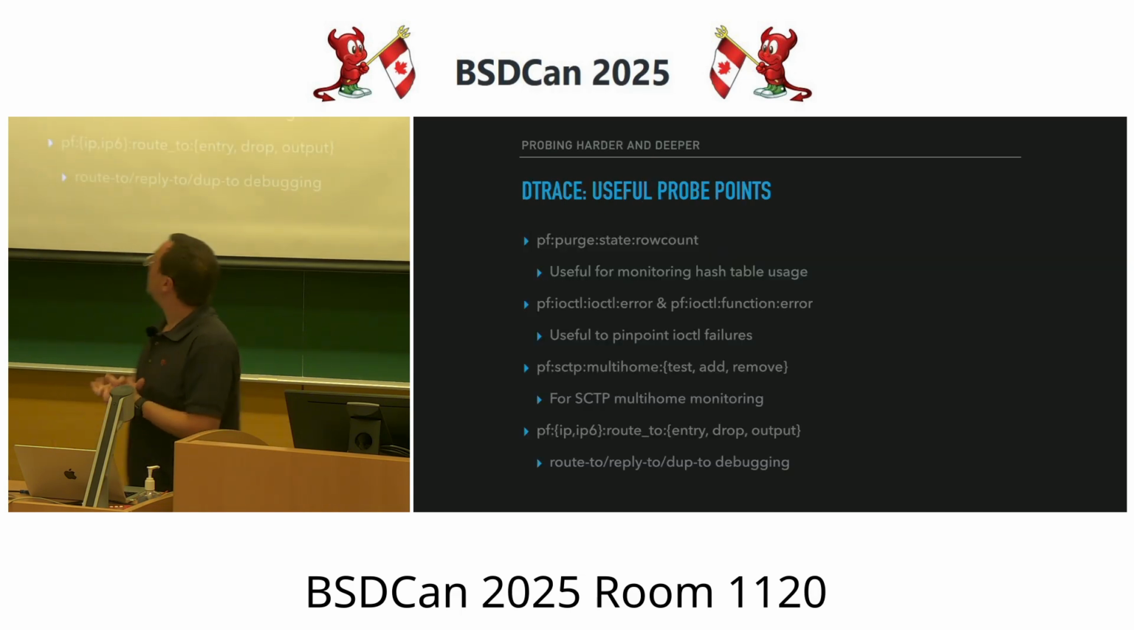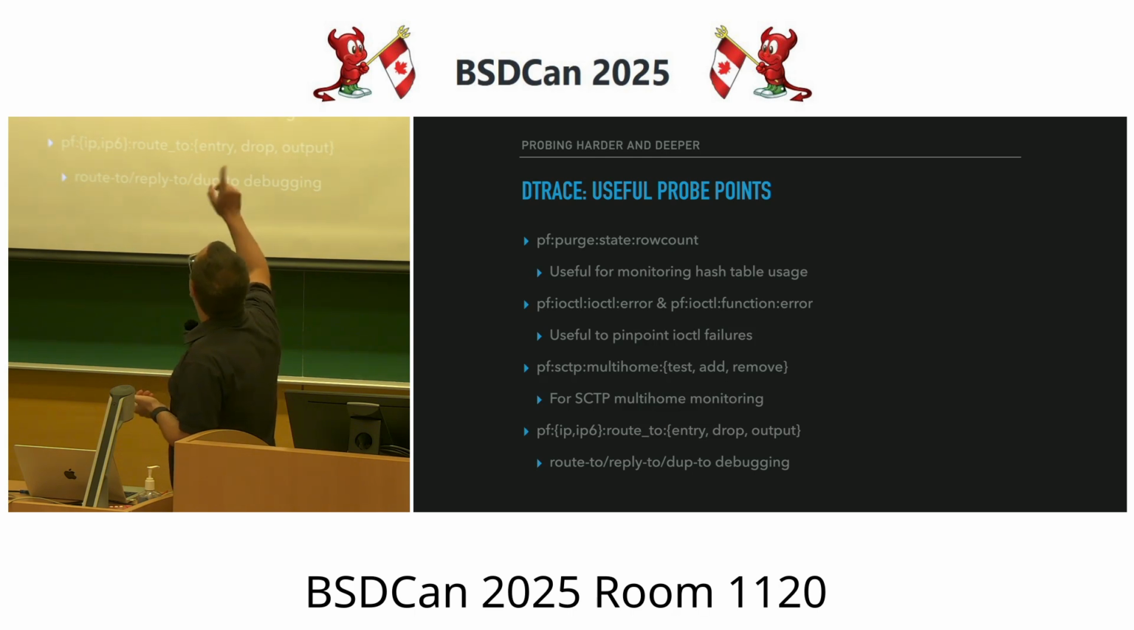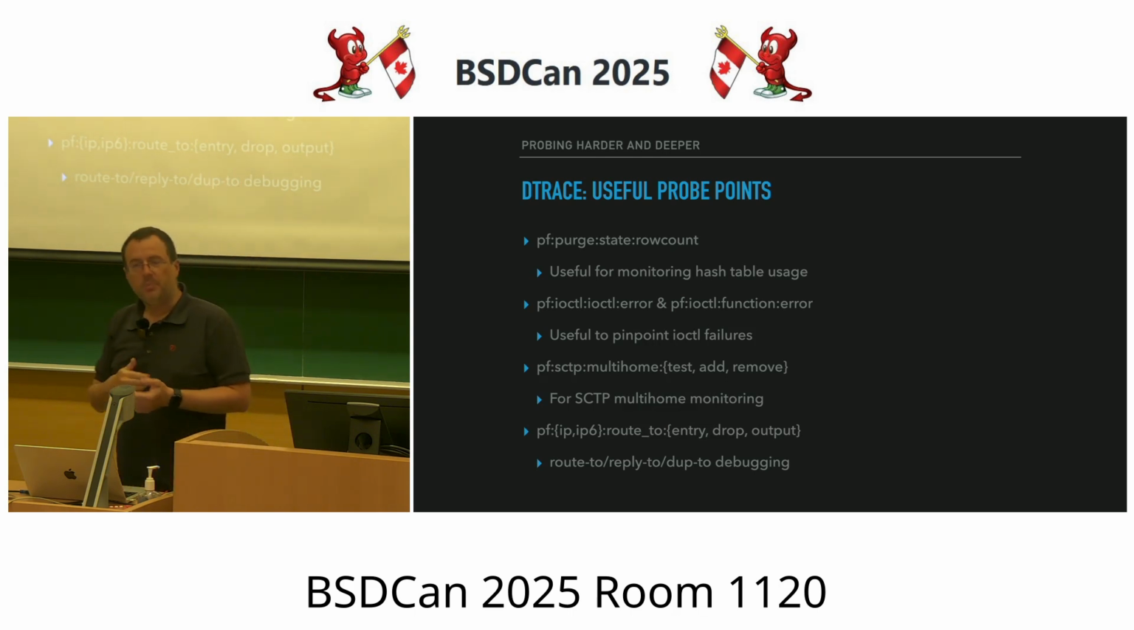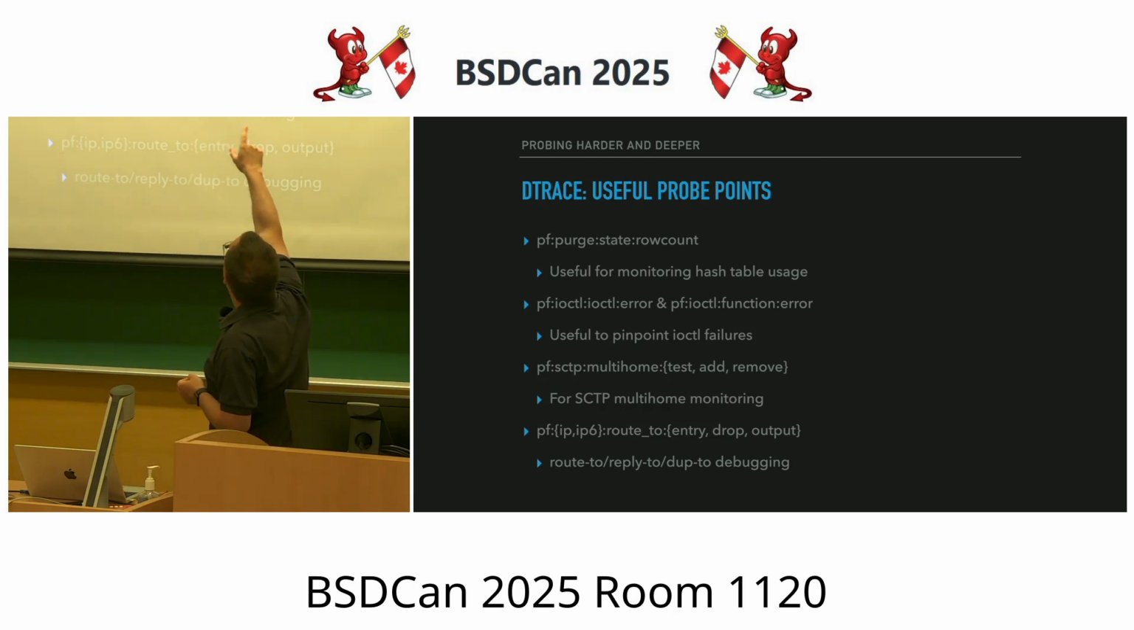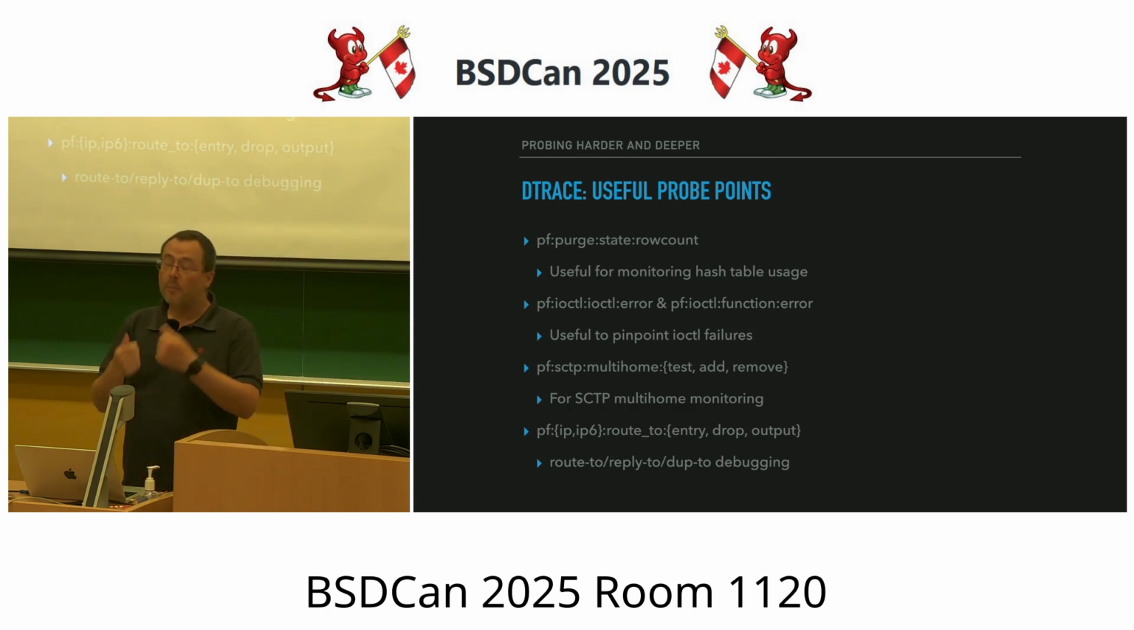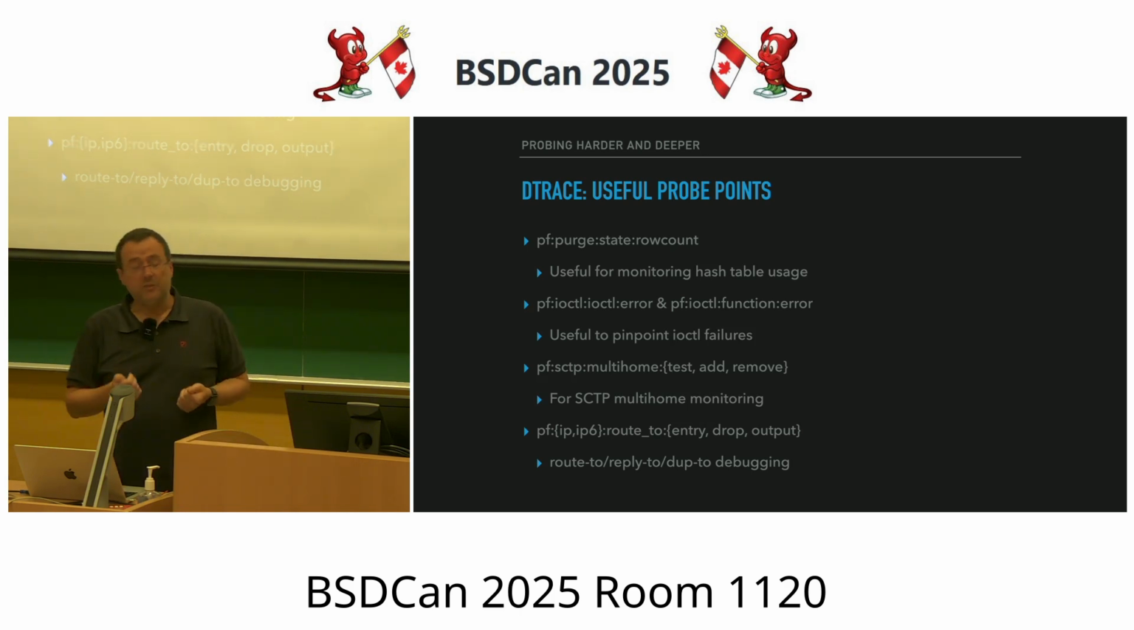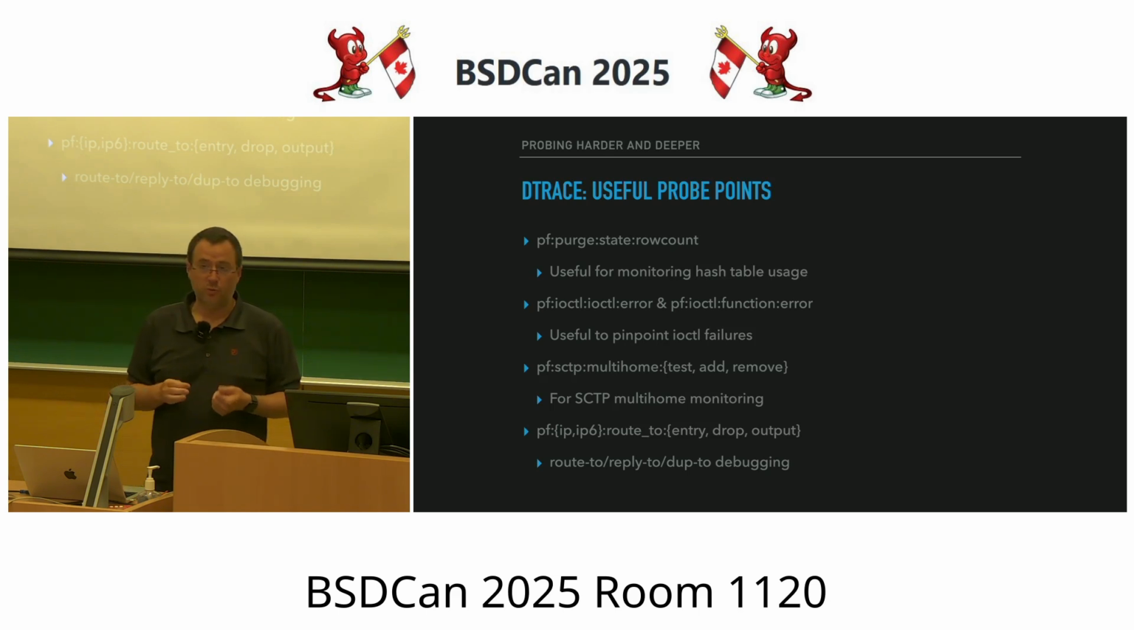One more thing I want to point out is there's a bunch of static probe points in PF. Some of these are potentially really useful. We've mentioned the PF purge state row count, which means that you can monitor how many states you have in any given hash row. So that can be interesting if you're trying to diagnose performance problems, for instance.